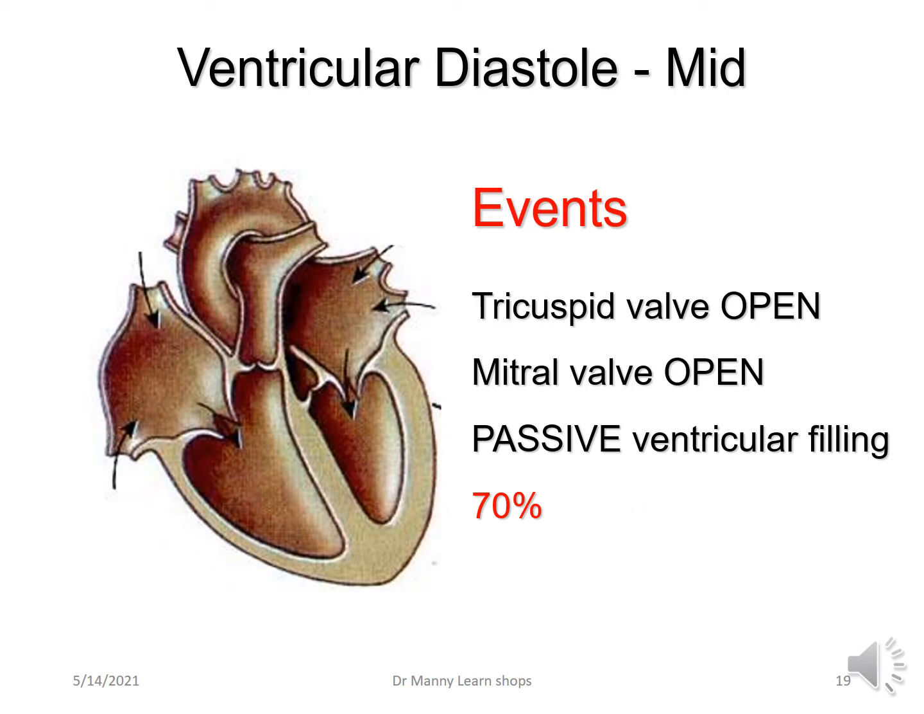Then you've got ventricular diastole mid. And what occurs during this phase is the tricuspid valve opens and the mitral valve opens and passive ventricular filling occurs. And passive ventricular filling consists of about 70%. So 70% of ventricular filling, right and left, occurs passively.